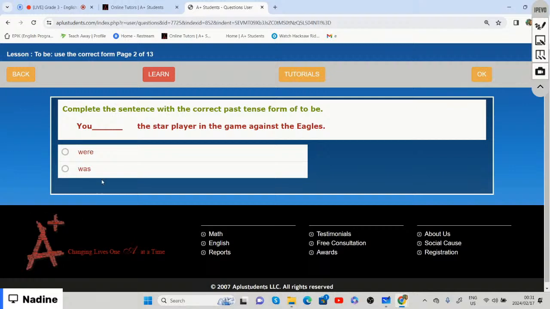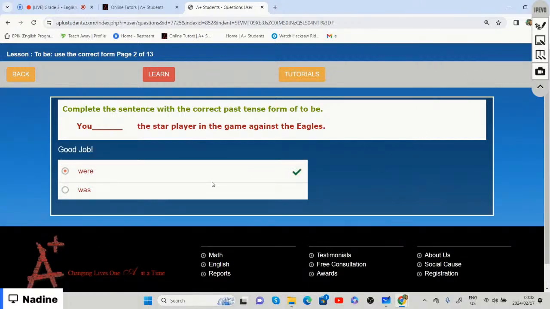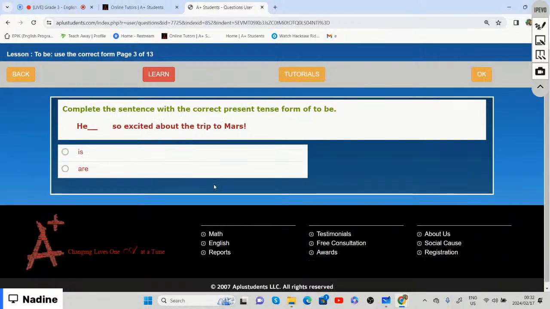All right, then if we choose the correct form or the past tense form of to be, then we're going to say you were the star player in the game against the Eagles. If we had to use this in the present tense form, we would have said you are. But well done. In the past tense form, you were the star player in the game against the Eagles. And were is correct. So well done.